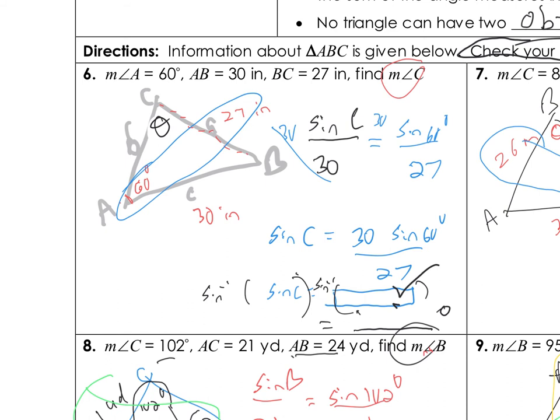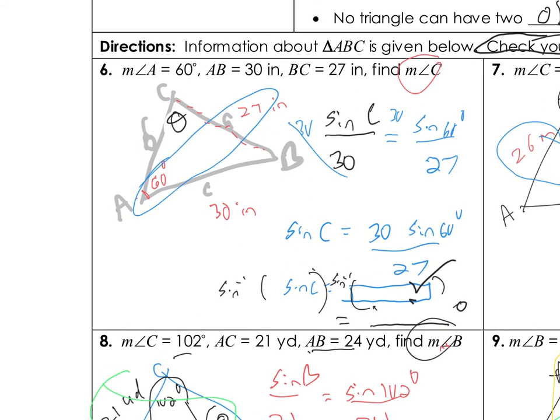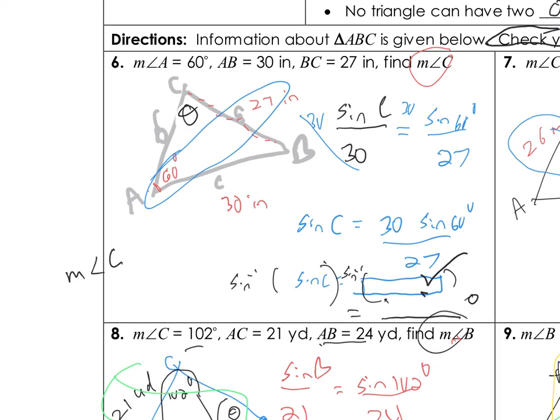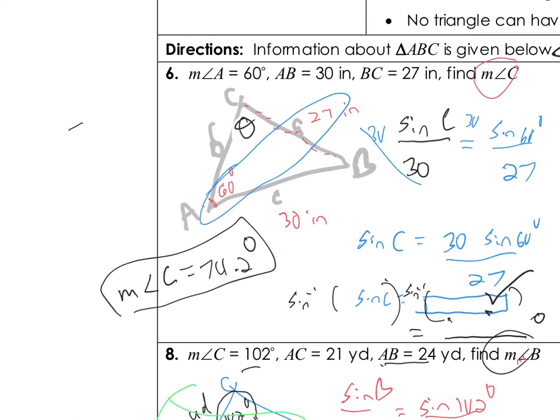Okay, for number 6, apparently, the measure of angle C is 74.2 degrees. You can check your work to see if that's what you end up getting. Now, that looks like a very good answer. You know, when you think about 74.2 degrees, added to what we already knew of 60.0, that adds up to 134.2 degrees. That leaves you some wiggle room to get to 180 for measure of angle B. It could exist. No problem.